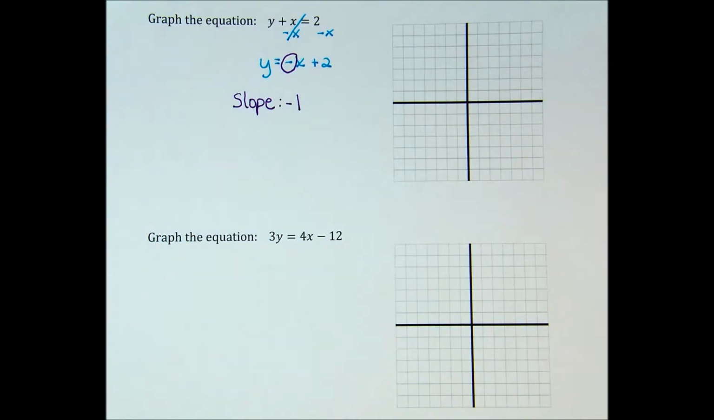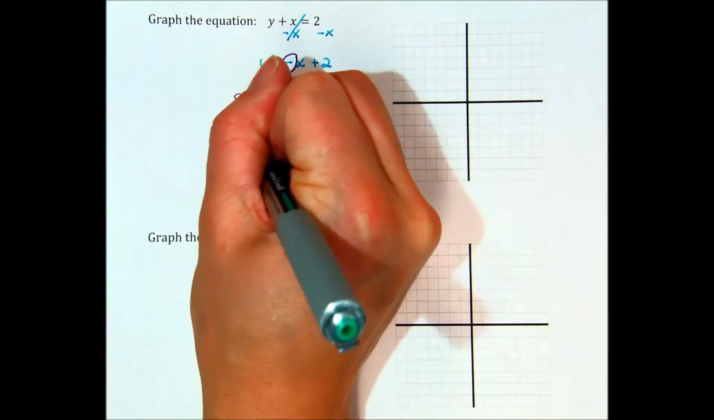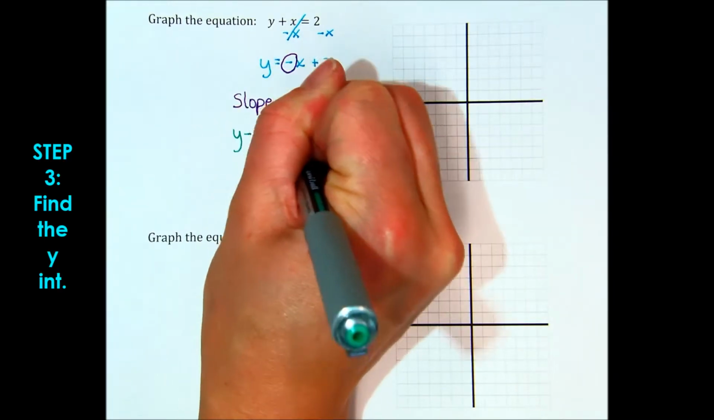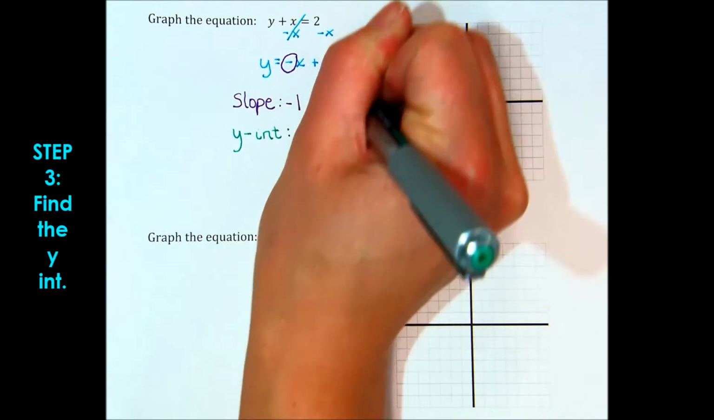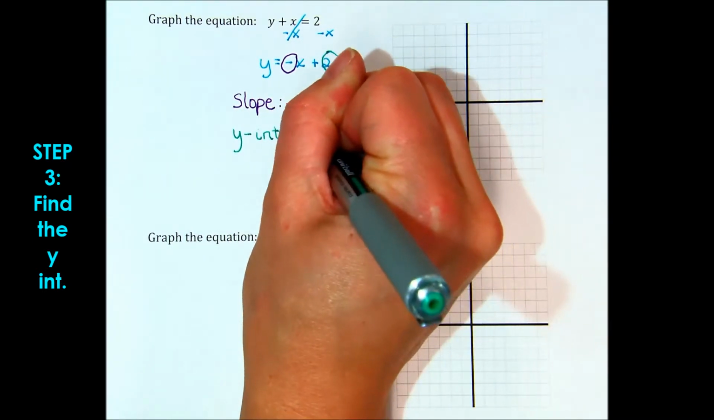After you identify your slope, your next step is to identify which number is your y-intercept. That's where your line crosses your y-axis. The y-intercept is always the number that is being added or subtracted to the end of the equation. So in this example, the positive 2.